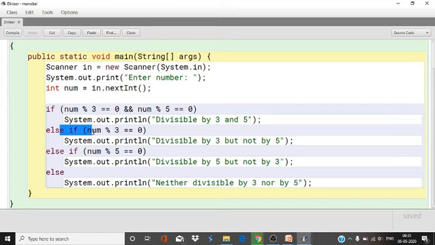Else if means, if this condition is false, meaning the number is not divisible by both 3 and 5, then only it will come to the else if part. Number modulo 3 equals 0 means System.out.println divisible by 3 but not by 5. Else if num modulo 5 equals 0, divisible by 5 but not by 3. If out of these three conditions no condition is true, it means neither divisible by 3 nor by 5.